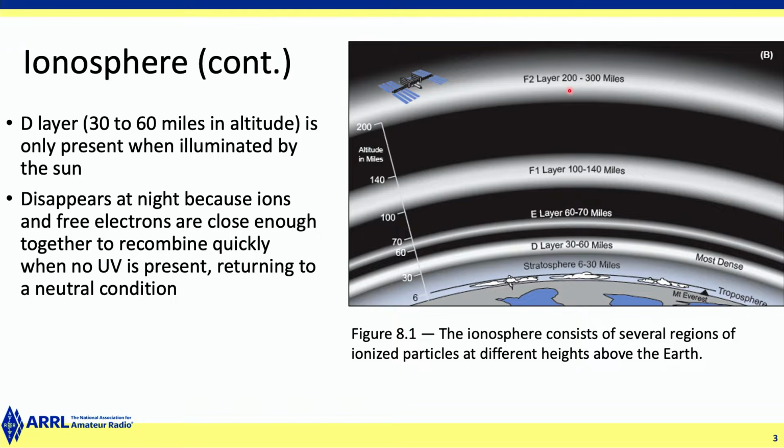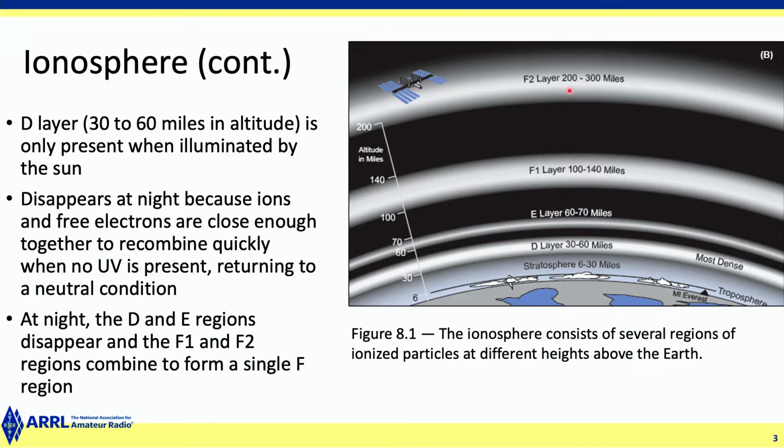It disappears at night because the ions and the free electrons are close enough that they recombine quickly when no UV ionizing radiation is present, and they return to a neutral condition. So at night, the D and E regions disappear, and the F1 and F2 regions combine to form a single layer. But the F layer can actually be present even when it's not being ionized. So on the dark side of the Earth, you can still have ionization in the F layer.